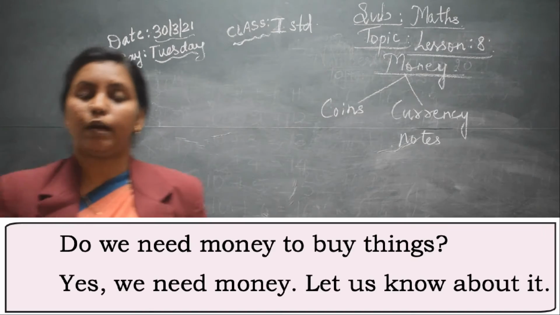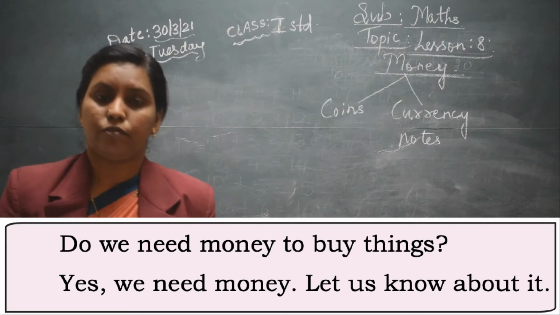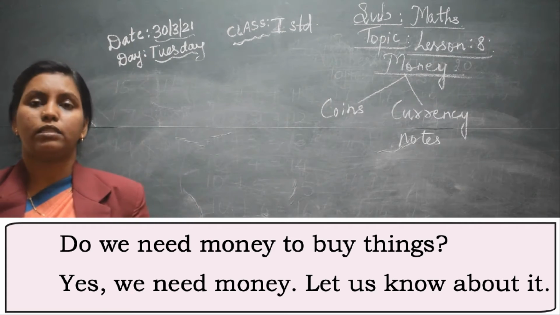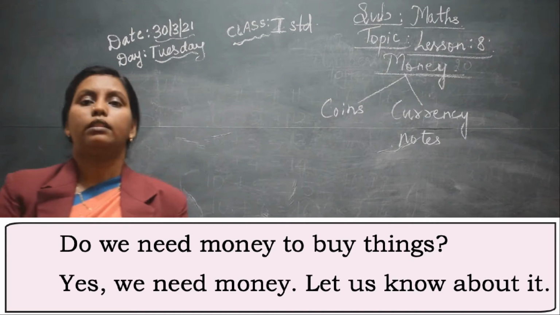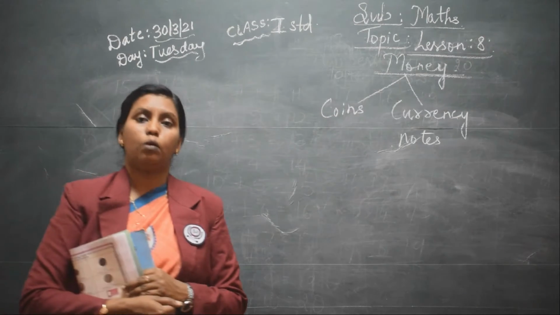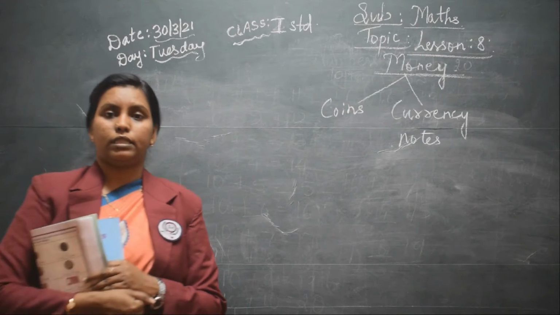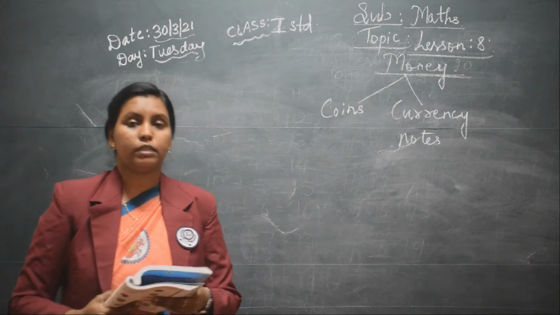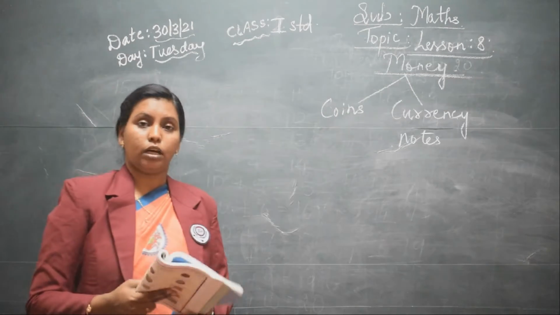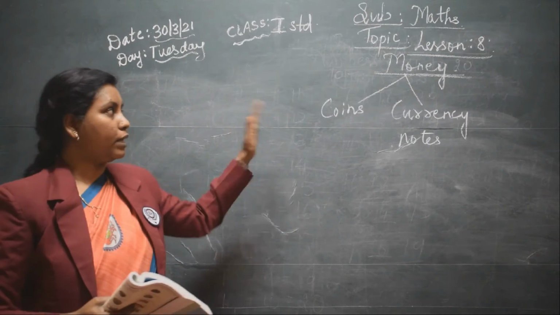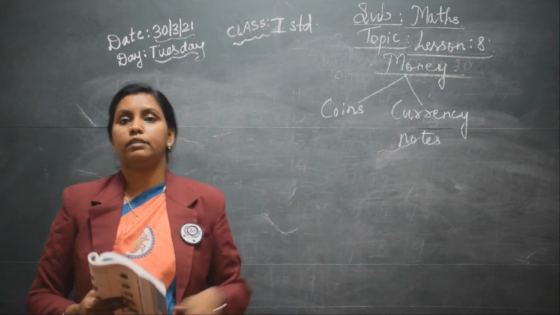Do we need money to buy things? Yes, we need money to buy each and everything, isn't it? Why is money needed for us? To buy each and every commodity, the basic things of life, that is food, clothing and shelter. Money only can buy all these things. So money is very, very important in our daily life. So now we will see what comprises this money. It is comprising of coins and currency notes.